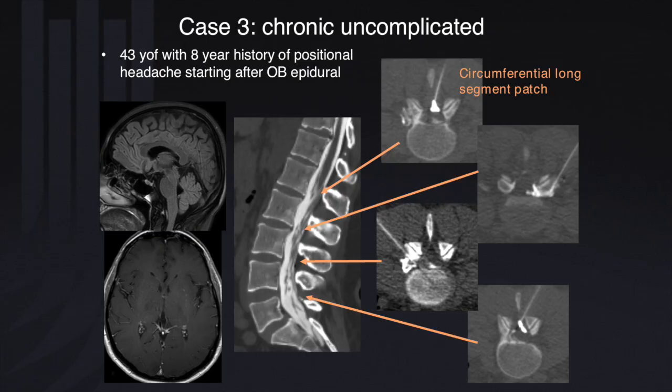Optimally, if we had an imaging exam that could more reliably show where the dural defect is, that would be our first step, but we have not found a way to do that successfully, at least at Duke.